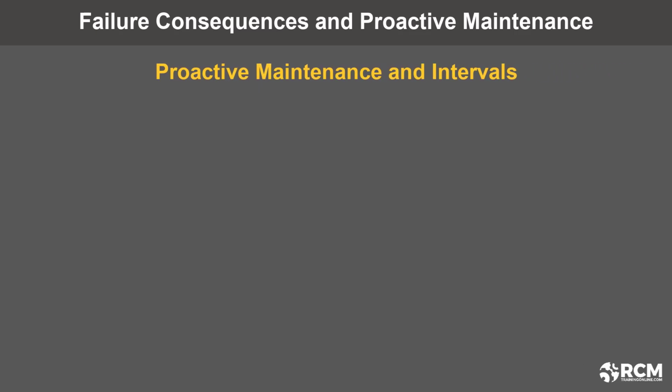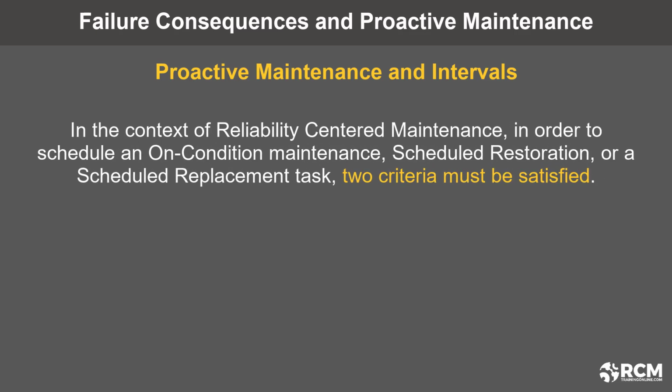Let's discuss proactive maintenance in more detail. In the context of reliability-centered maintenance, in order to schedule a condition-based maintenance task, or in other words, an on-condition task, a scheduled restoration, or a scheduled replacement task, 2 criteria must be satisfied. The task must be technically appropriate, and it must be worth doing.